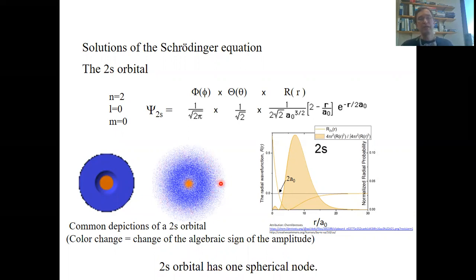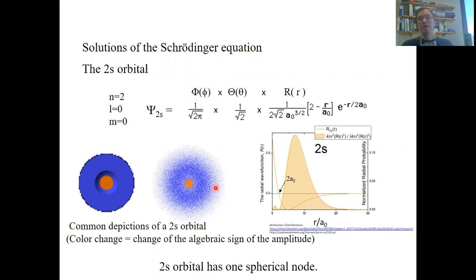Now this is depicted again here. Very close to the nucleus, our wave function has a positive algebraic sign, but then at a particular distance from the nucleus, the amplitude becomes 0 and changes algebraic sign, and further away from the nucleus, the algebraic sign becomes negative.